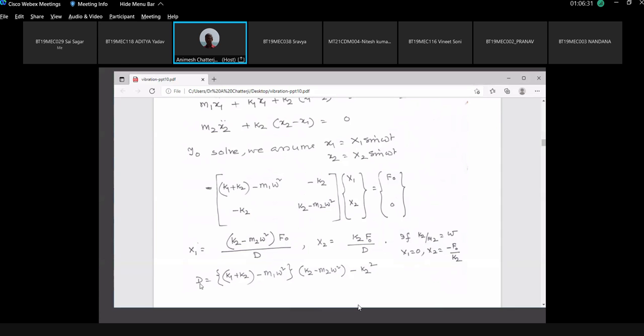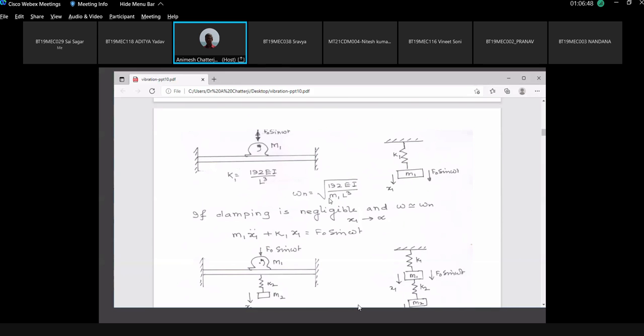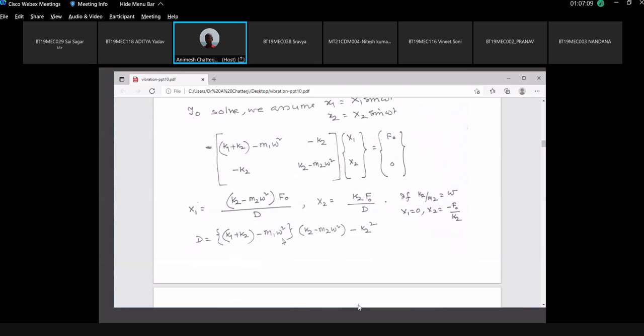This D will become 0 for 2 values of omega, and those 2 values are the new natural frequencies. My system was single degree of freedom originally. There was a single natural frequency, and this was the natural frequency. The moment I have added K2 and M2, it got changed. मेरा सिस्टम बदल गया. इसका कितना नेचुरल फ्रीक्वेंसी होंगे? 2 नेचुरल फ्रीक्वेंसी होंगे, because it has become 2 degrees of freedom. And when I say D is equal to 0, and if I solve for omega, I get those 2 natural frequencies. So now the system will have 2 natural frequencies which are different from the original natural frequency omega n. So if I solve this line equal to 0, I get those new natural frequencies.